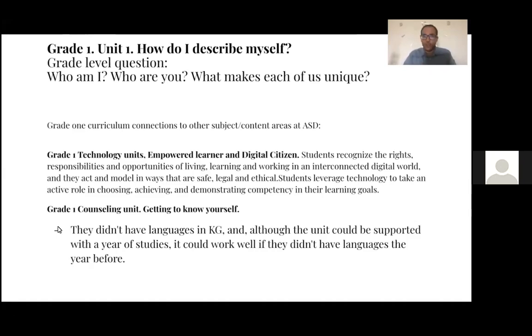Then also in grade one, the first unit they learn in counseling is getting to know yourself, which really connects to this unit. Also, this unit covers a lot of the basics of the language, which for us was really important because they don't have Spanish in kindergarten. This is the first year they start learning the language, and this unit allowed us to touch base with the alphabet and with some of the main vocabulary and grammar rules that we needed to start learning Spanish.